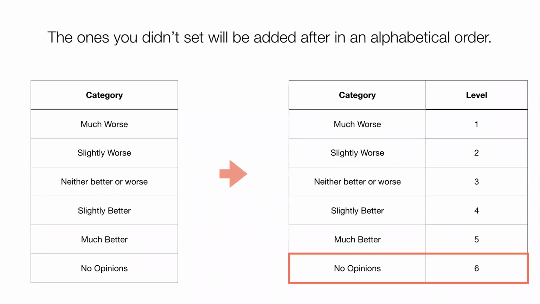What's going to happen is that internally, when I run that function, whichever values are not set for the levels are going to be sorted alphabetically and added after the ones with a level. In this case, 1 to 5 are already set, so 6 is available, and no opinion is using level 6. If I had 3 or 4 more values, those would be sorted alphabetically and given level numbers like 6, 7, 8, 9 or something like that.